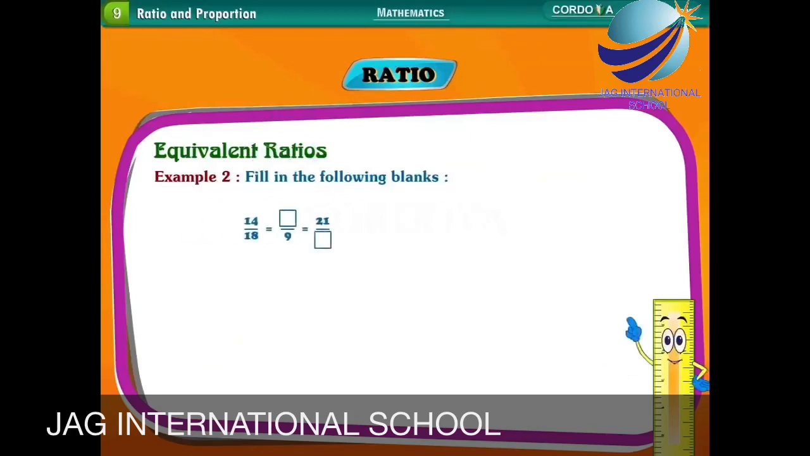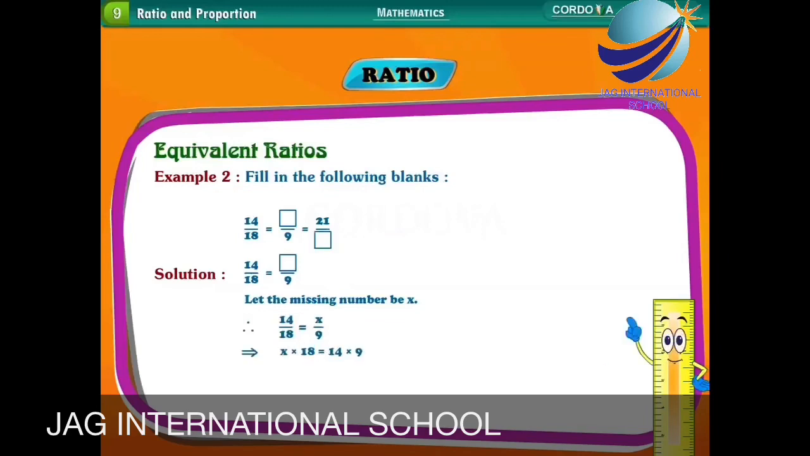14 upon 18 is equal to __ upon 9, which is equal to 21 upon __. Solution. 14 upon 18 is equal to __ upon 9. Let the missing number be x. Therefore, 14 upon 18 is equal to x upon 9. This implies x into 18 is equal to 14 into 9. This implies x is equal to 14 into 9 upon 18, which is equal to 7.